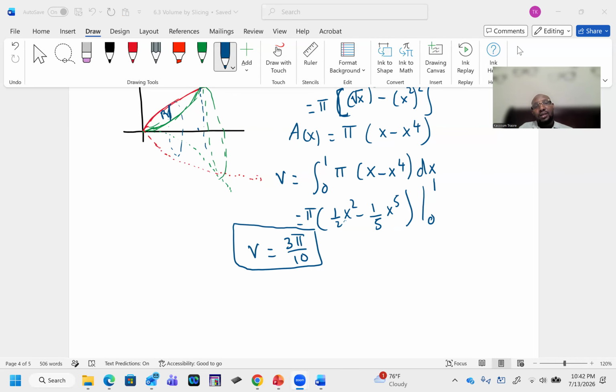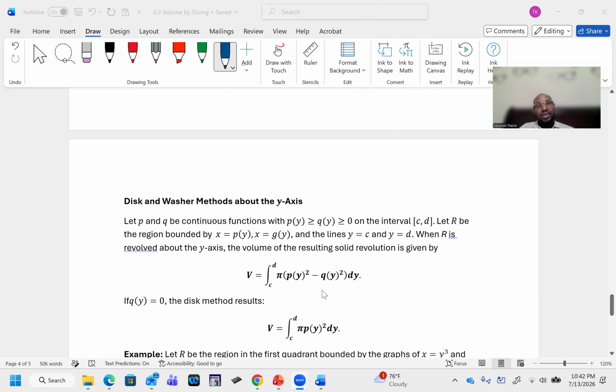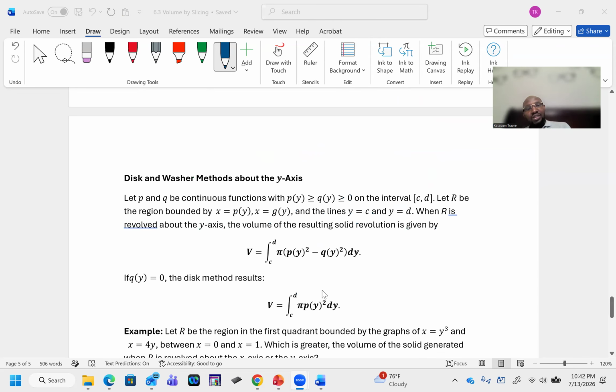So again, this is the disk and washer method about the y-axis. We are about to do the same thing again, but revolved about the y-axis. Which means, if the function is given in terms of x, we have to find the inverse function. We have to rewrite it in terms of y.